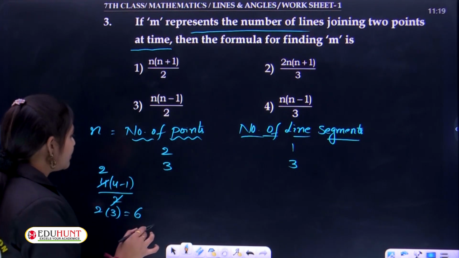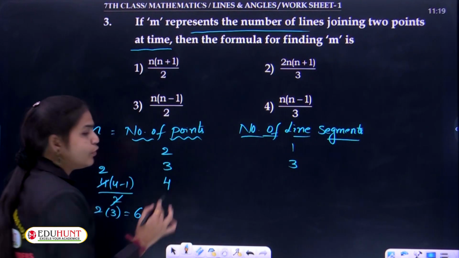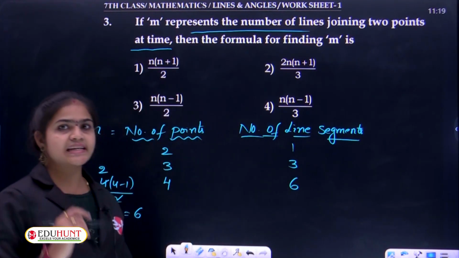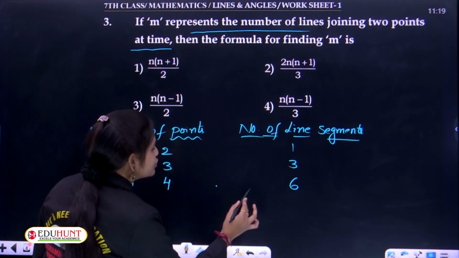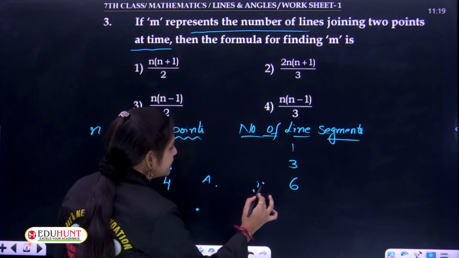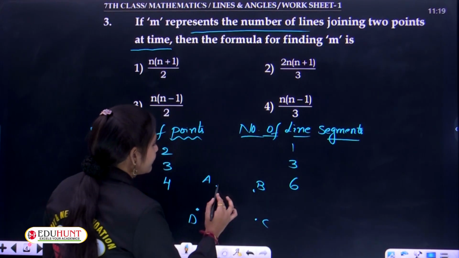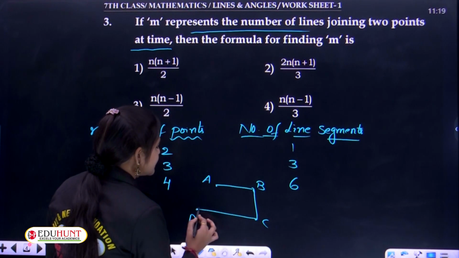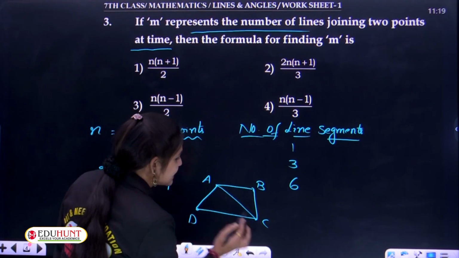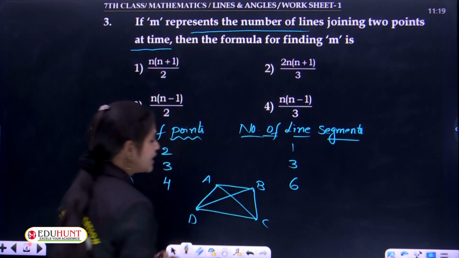Okay. See here, ma. While you are taking 4 points, then we can draw 6 line segments. Is it correct or not? See here. I already showed this to you. Like these 4 points I took here: A, B, C, D. AB, BC, CD, DA. And we can join AC, BD also.